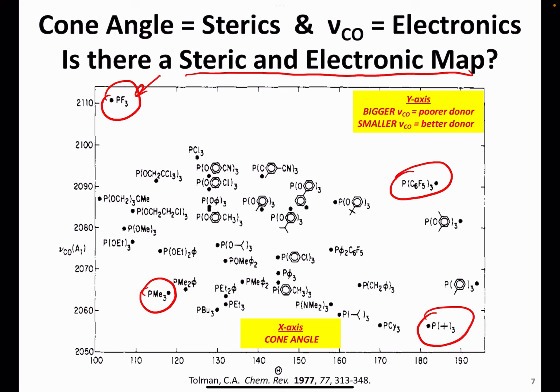Trifluorophosphine is going to be a poor donor. It has very electron-withdrawing fluorine atoms. Trimethylphosphine is an all-alkyl phosphine. You know it's going to be a pretty good donor. Tris(pentafluorophenyl)phosphine features electron-withdrawing phenyl groups. It's probably not going to be too good of a donor. And tri-tert-butylphosphine, you already know, is an excellent donor. Notice that the excellent donors have low CO stretching frequencies.